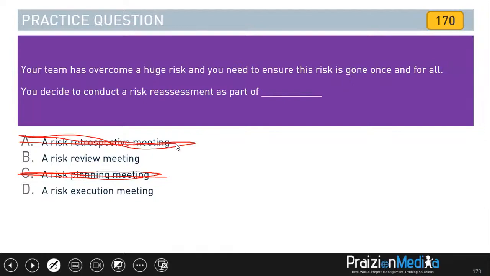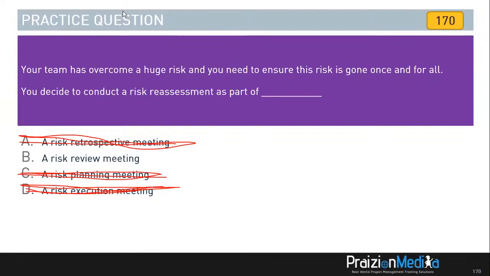Would you say this is done in a risk execution meeting? Well, there's actually no such meeting. There's risk planning meetings, but a risk execution meeting is actually not really a thing. The best answer, according to the PMBOK Guide 6th edition, based on the actual language, the lingo that we use, is risk review meeting.